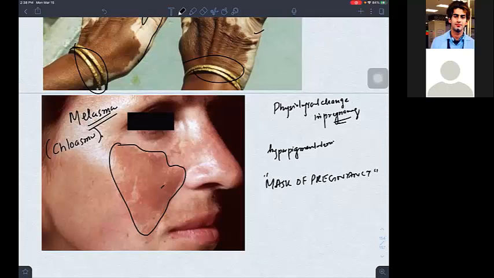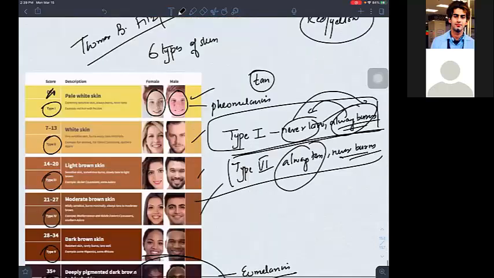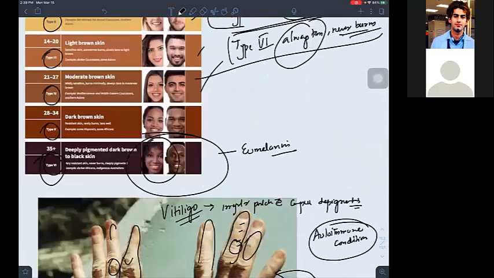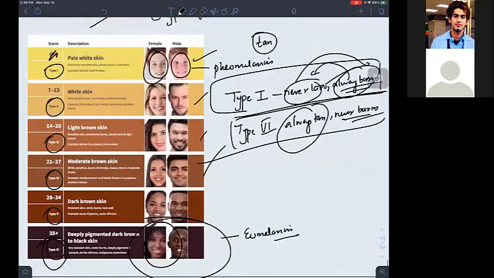Either it will happen in pregnancy or if a female is using oral contraceptive pills. So OCP or pregnancy. Now I don't think she's a dark skinned female. I think she's from the pheomelanin category. The female who is darker in color will get more. For example, this girl, if she gets pregnant, she will have a deeper, more hyperpigmented melasma, as compared to this.